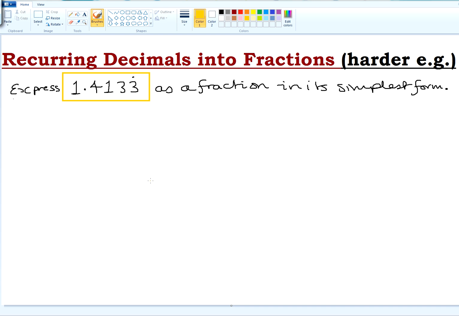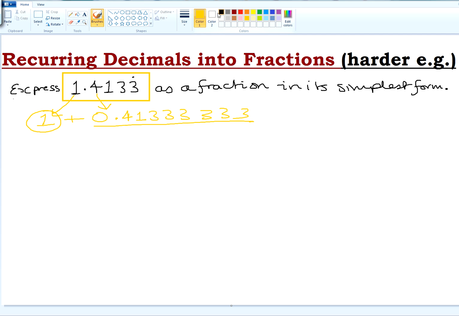What we need to do first is split this number up into its components. We have a 1, so we have a whole number part and a decimal part. The 3 is the one that carries on and on forever. We're going to leave the 1 alone for the moment and introduce it back at the end. We're going to concentrate on the decimal part, converting that into a fraction. Right, let's have a look at that question.